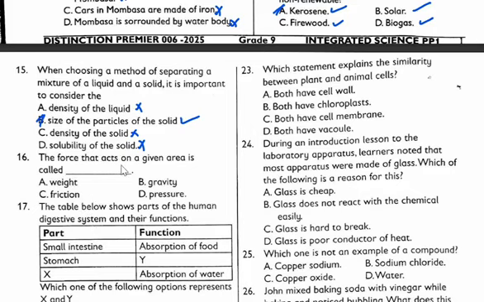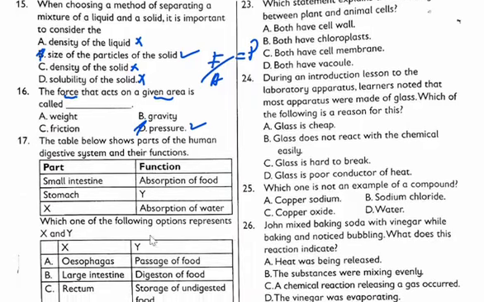Number 16. The force that acts on a given area is called, so force that acts on a given area, force per unit area. You know that this is grade 8 work. So force per unit area, this is pressure, and therefore the answer is D. Pressure is the force that acts on a given area.